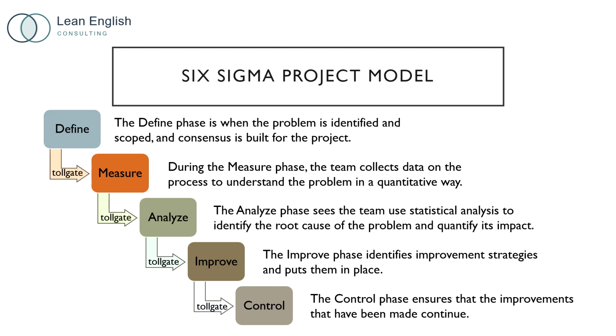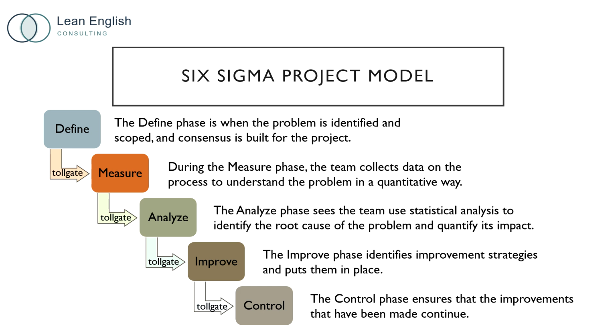Now let's talk about Six Sigma. The Six Sigma project model is divided into 5 phases: define, measure, analyze, improve, and control. We often use the acronym DMAIC and say DMAIC. As mentioned before, there is a toll gate meeting after each phase to determine if the team is allowed to move on to the next phase.